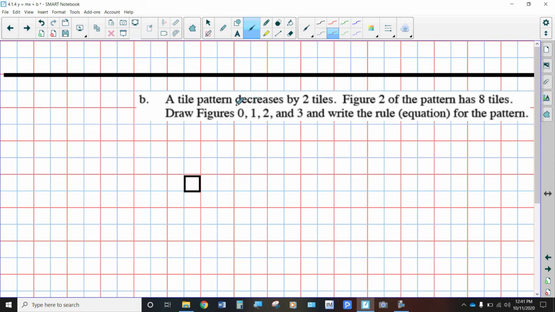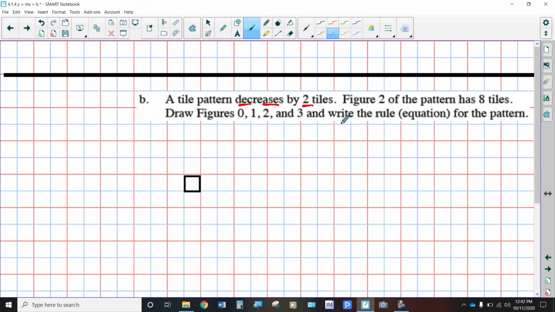Now, this one is a little bit different. This is asking us to decrease by 2 tiles. It says figure 2 of the pattern has 8 tiles. So what we're going to do is start with figure 2 that has 8 tiles, and we want it to decrease by 2 tiles. And so we're going to have to think about that pattern of decline and create a tile pattern that matches that. I guess we don't even know what the y-intercept is going to be yet.